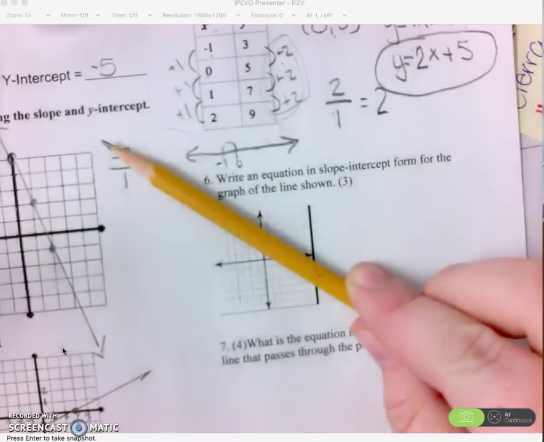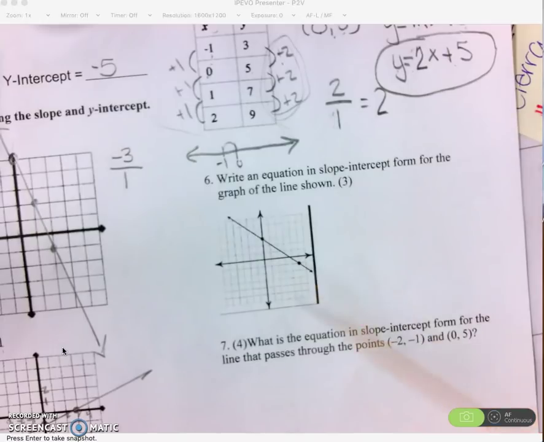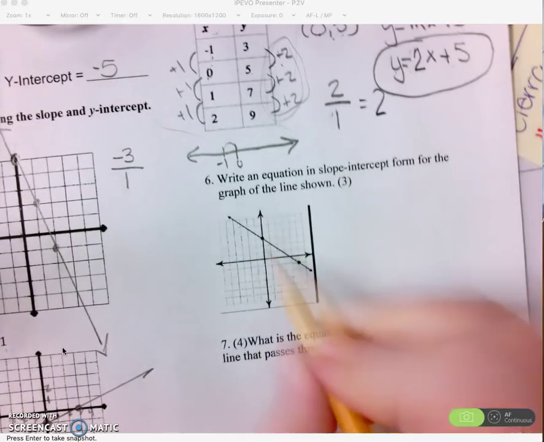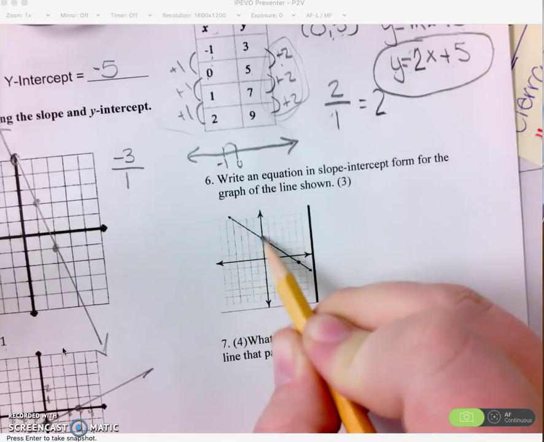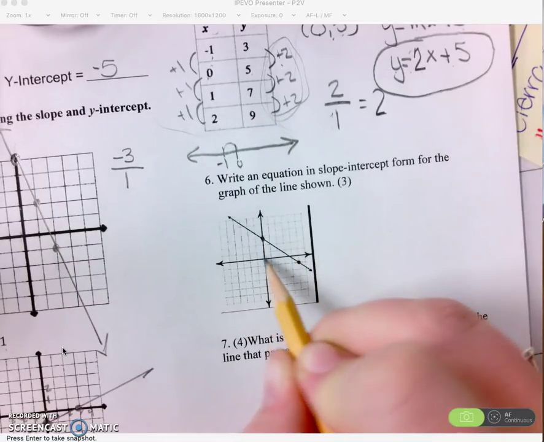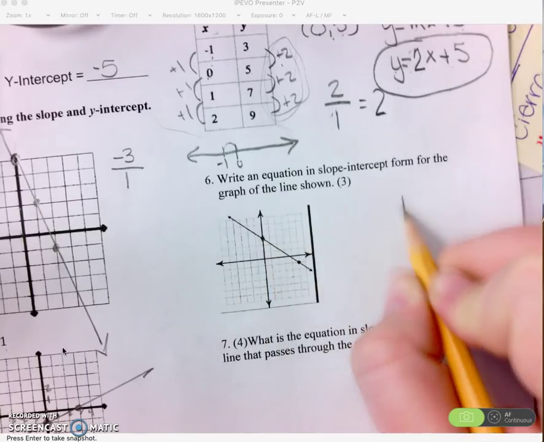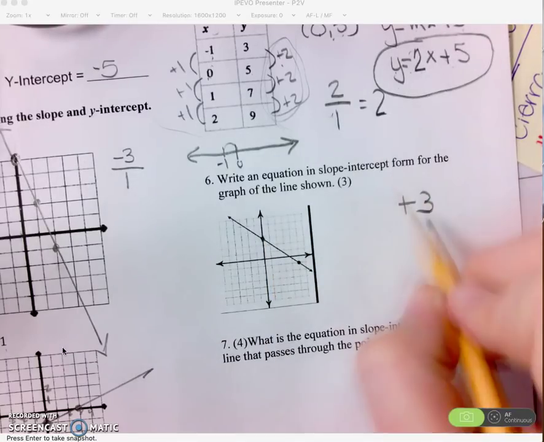Okay, write an equation. This one, remember, if it goes down to the right, my line has a negative slope. So I have to remember that my m is going to be negative. Go to here, where it crosses your y-axis. You kind of have to count 1, 2, 3. So I'm going up 3. So that's going to be my b.